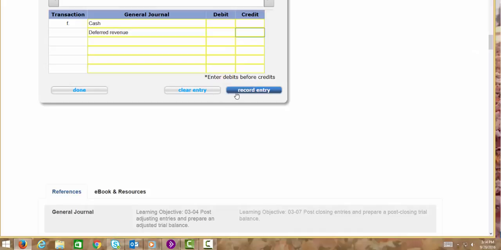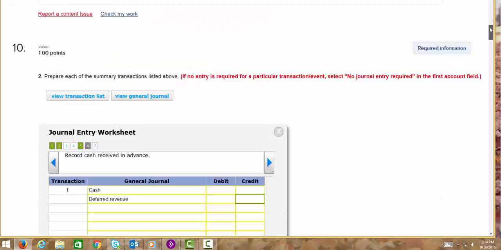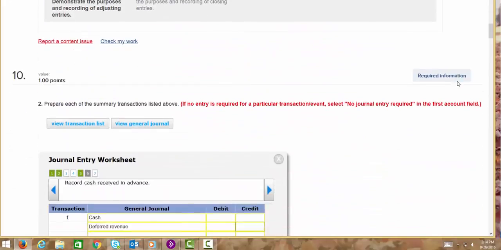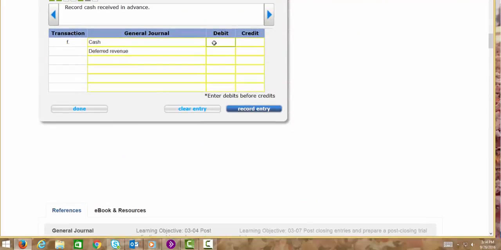Next, after I have these entries posted, which I'm going to have to go back up to the top and see how much money I had received here. So received cash in advance, that one was 8,000. I'm going to go back down. And it might be helpful, again, to print this problem, at least those first top transactions. And I'm going to post these things into the T account.